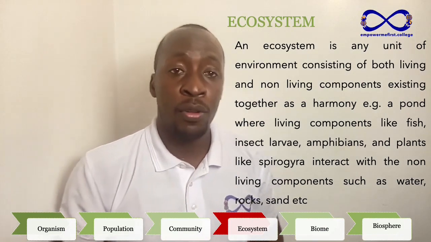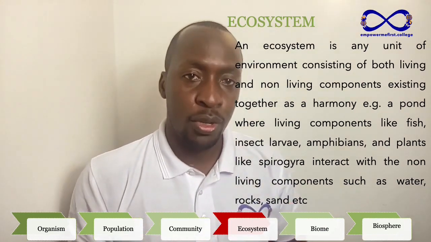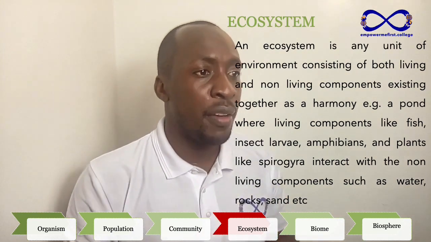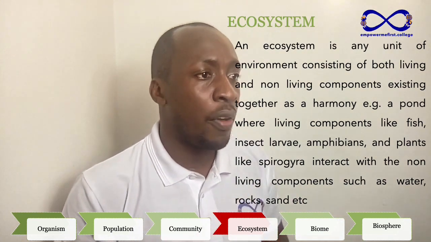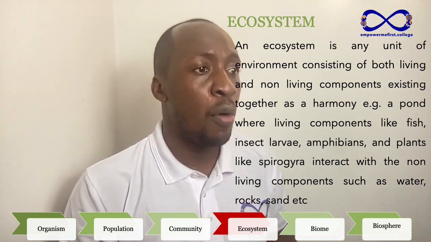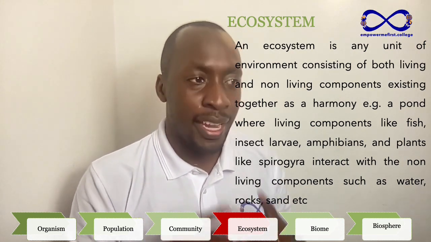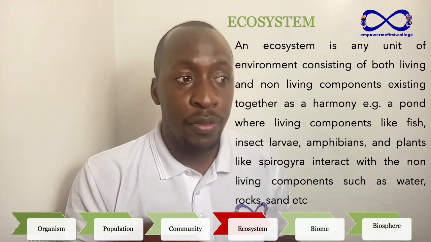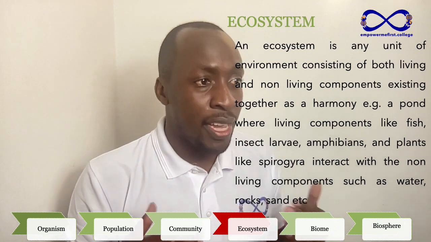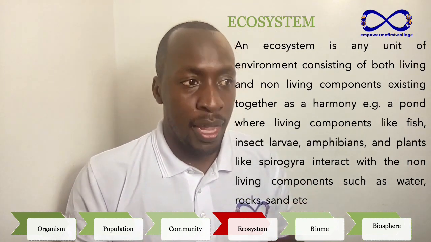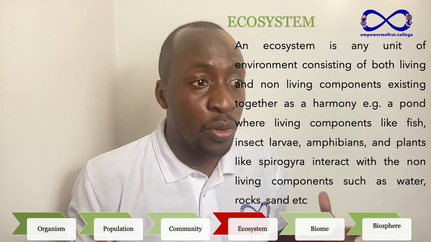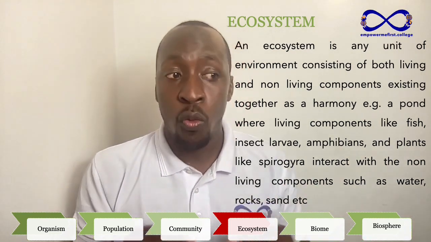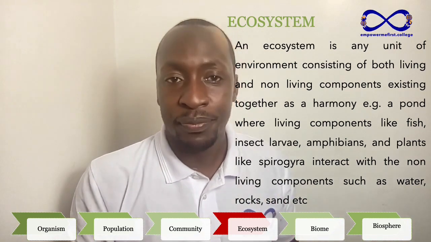Now let us talk about ecosystems briefly. So what is an ecosystem? An ecosystem is any unit of environment consisting of both living and non-living components existing together in harmony. For example, it could be a pond where living components like fish, insects, larvae, and amphibians interact with non-living components such as water, rocks, and sand.